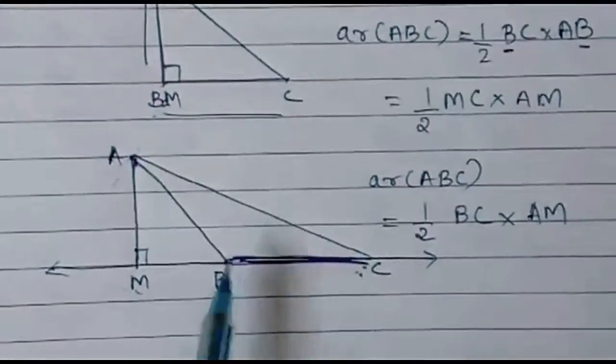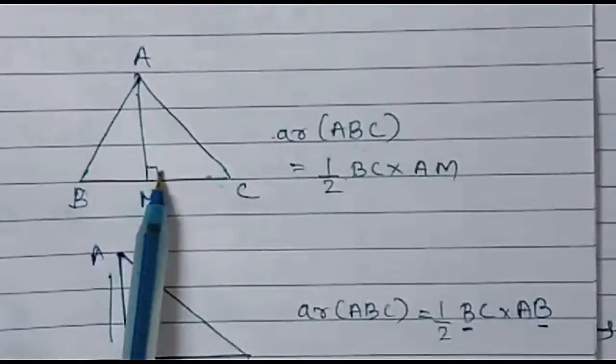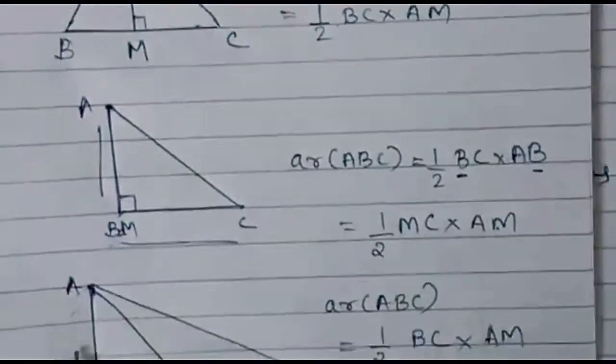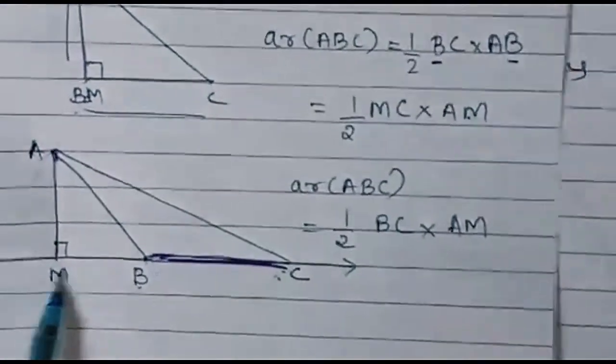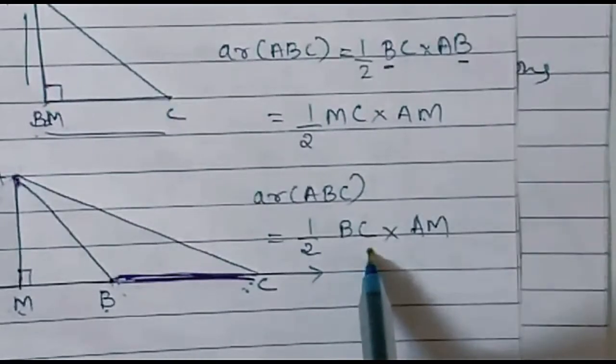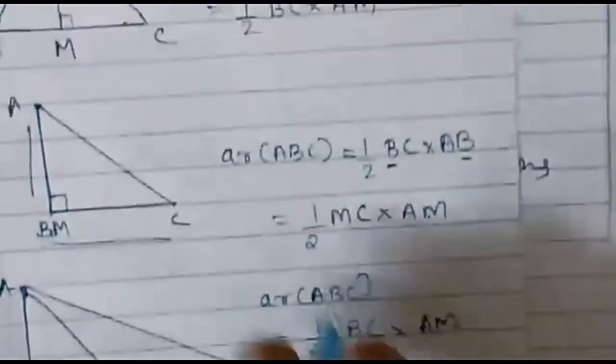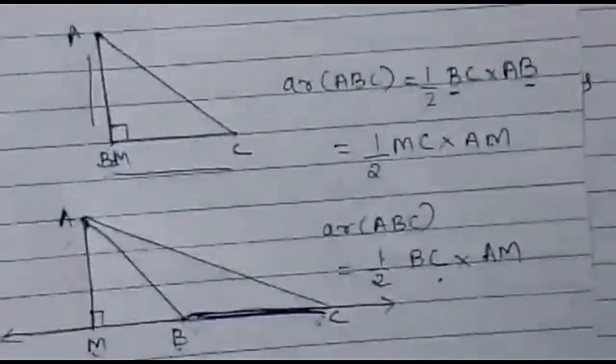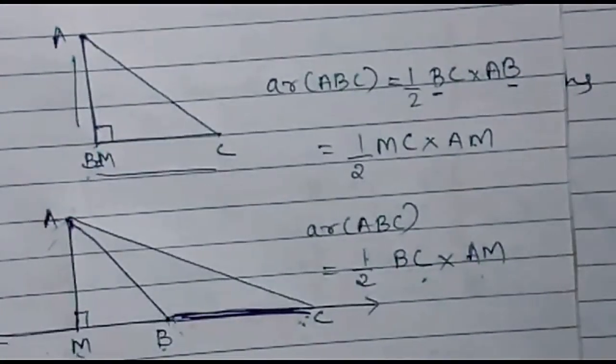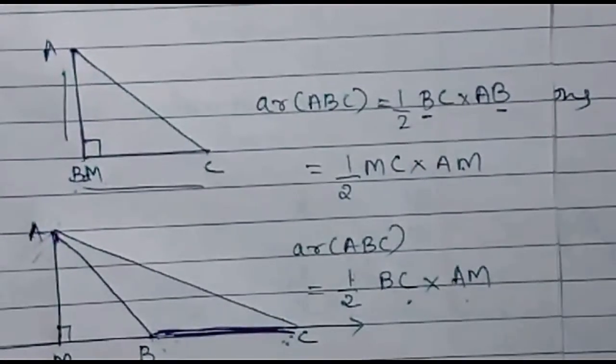So whether it is an acute angle triangle, or a right angle triangle, or an obtuse angle triangle, the formula will remain same. The answer is half into BC into AM. Now why am I teaching you all this? Because it will be useful to our next theorem, which is basic proportionality theorem.